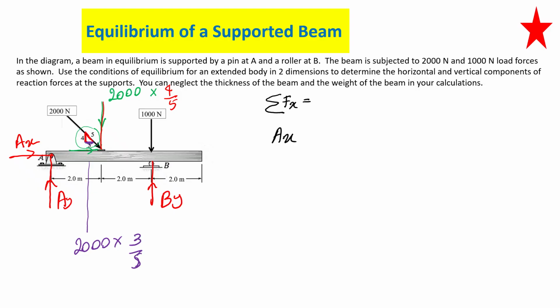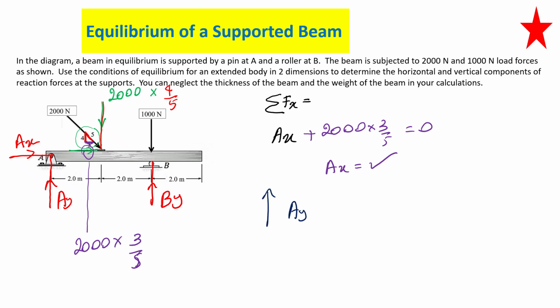Okay, and you have Ax plus this one also towards the right, that is equal to 2000 times 3 over 5, which is equal to 0. So you can find Ax. Am I right? Now if you consider all the forces in the y direction, that also should be equal to 0. So what are the forces in the y direction?